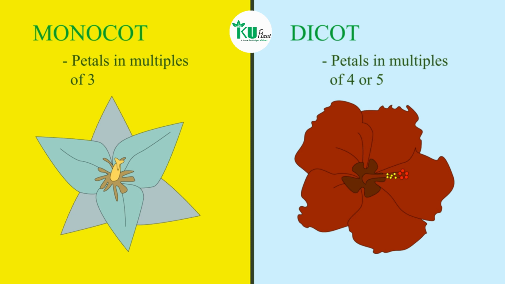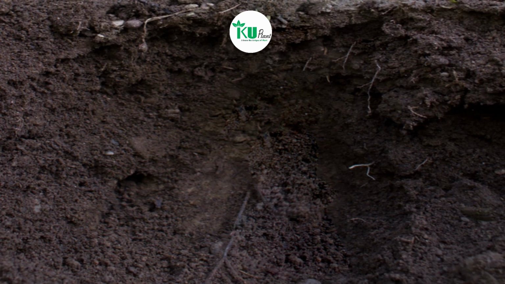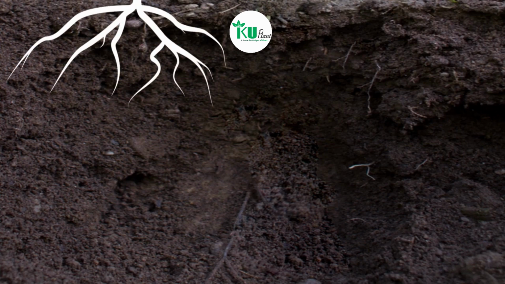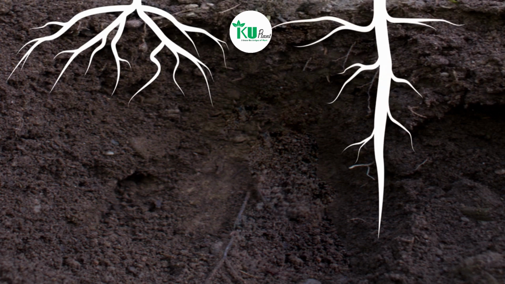Monocot flowers will usually form with petals in multiples of 3, while dicot flowers will have petals in multiples of 4 or 5. Underground, we see yet another important difference between monocots and dicots. While monocots have fibrous roots, which splay out in every which direction, dicots have a taproot system, which means they have one main root from which smaller roots branch off.